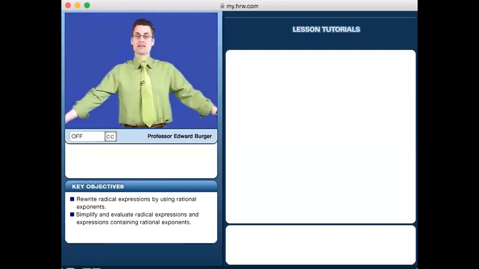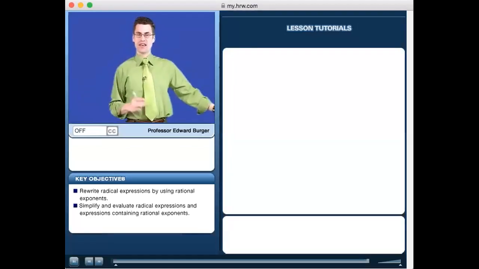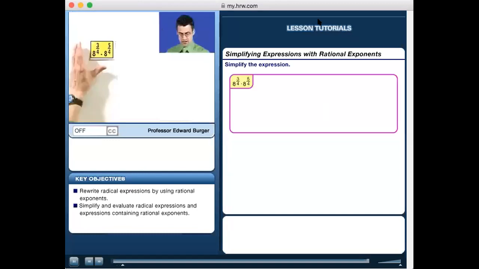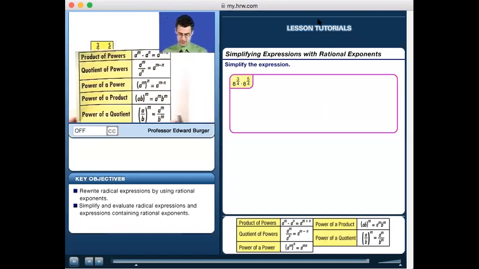All right, let's see how we can combine numbers that actually have rational exponents. Let's start out with a multiplication question. So here I have 8 to the 3/4. I'm going to multiply that by 8 to the 5/4. What do we get? Well, there are lots of rules about powers, and I want to remind you of them.